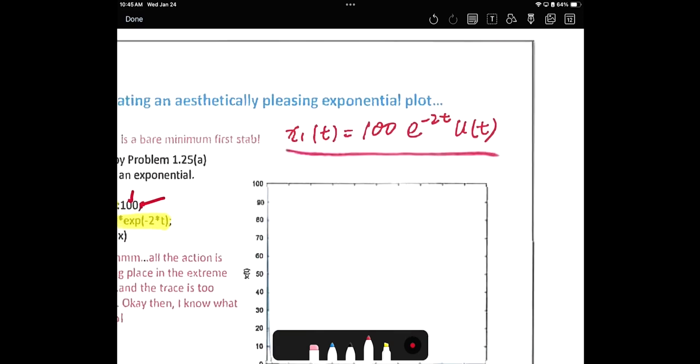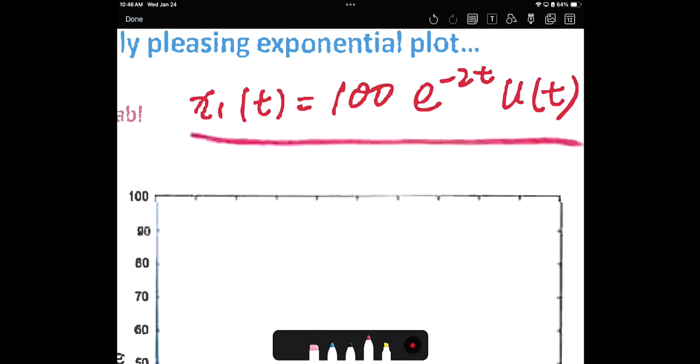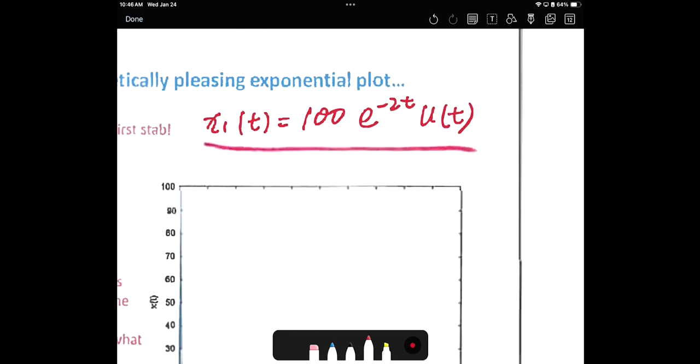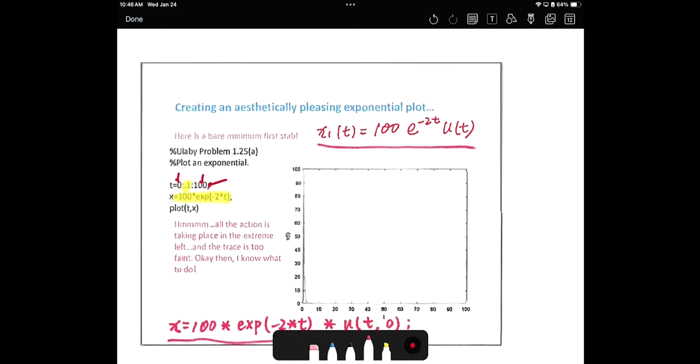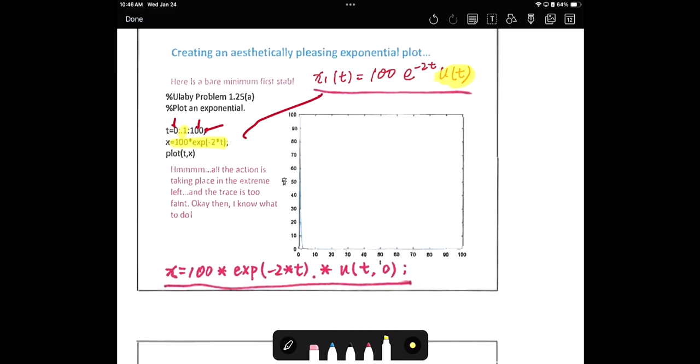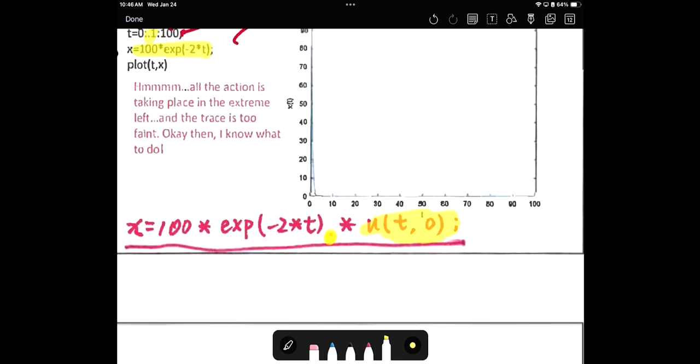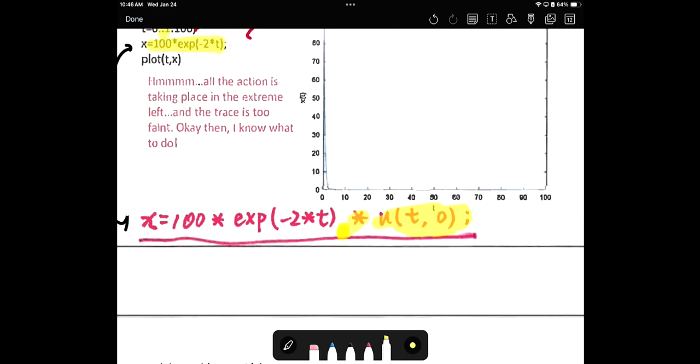That's one thing. Another thing, how about if we need to plot x of t equal 100 e to the negative 2t times u of t. The difference between this one and this one is the addition of u of t. How can I do this? You will just modify this code by adding times u of t, 0, and don't forget to write the dots. Dot means element by element. U of t, comma 0, this means you need to already define your own function as u of t.